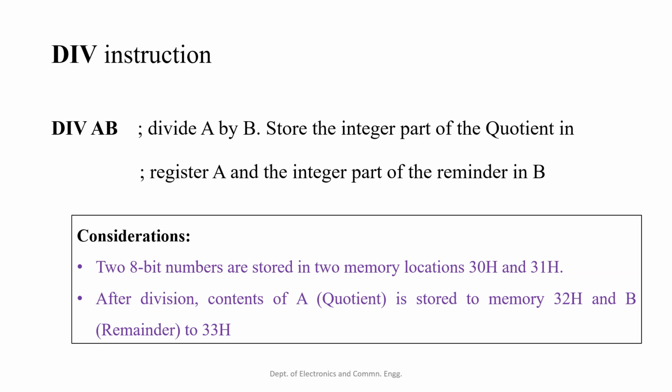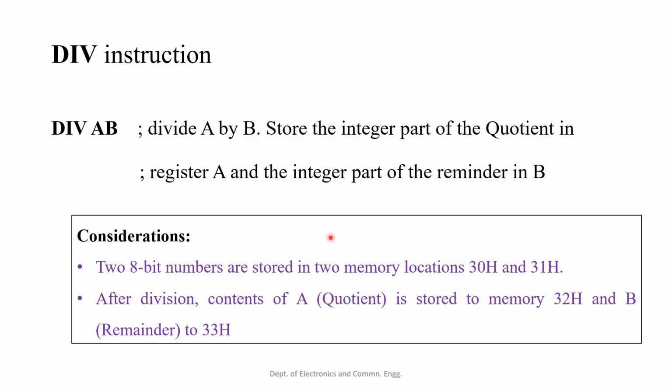Let us first go to the division instruction. It is of the format DIV AB, meaning divide A by B. Store the integer part of the quotient in register A and the integer part of the remainder in register B. So that means after performing the division operation, the initial value that was stored will be updated by the quotient and the remainder sequentially in register A and register B.